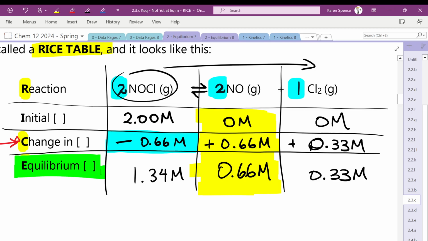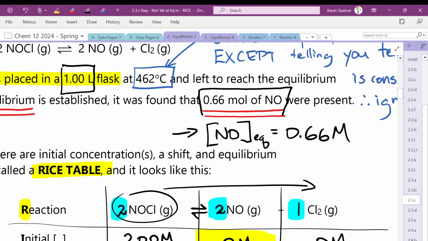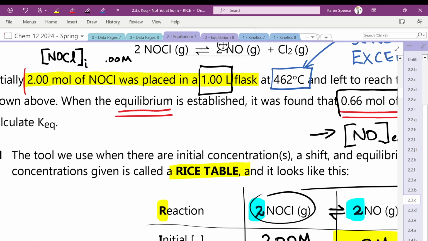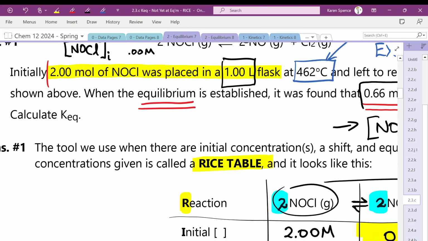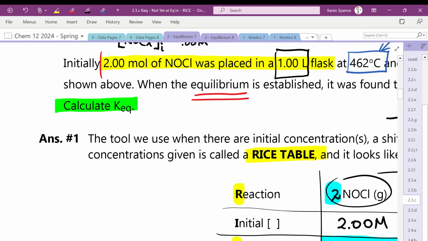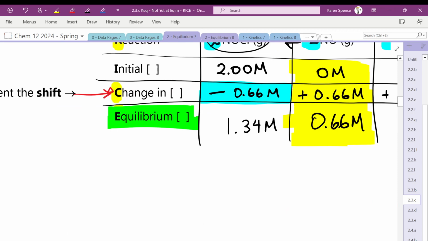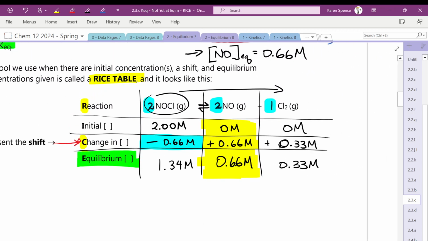And what have we been asked to find? We're told to calculate the KEQ. If you are given equilibrium concentrations, can you calculate the KEQ? Yes, because you did that yesterday. So do the work, and then you can check the work with me and see if you would get full credit. Okay?